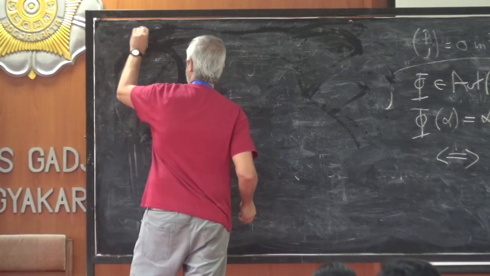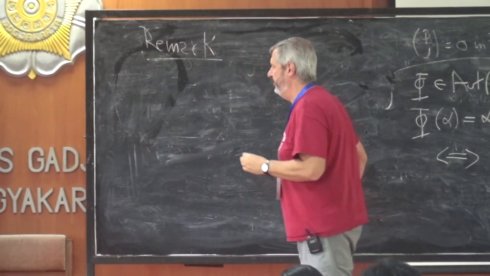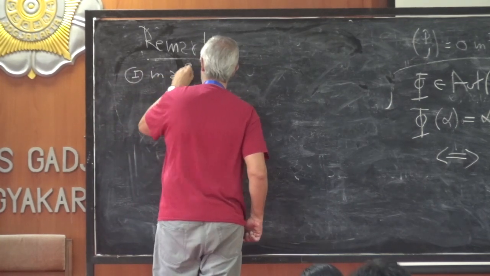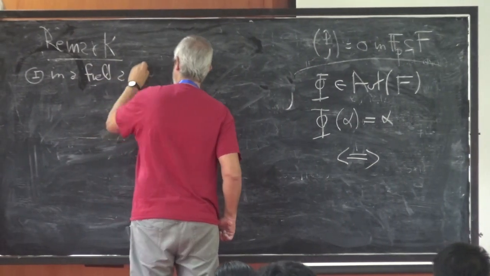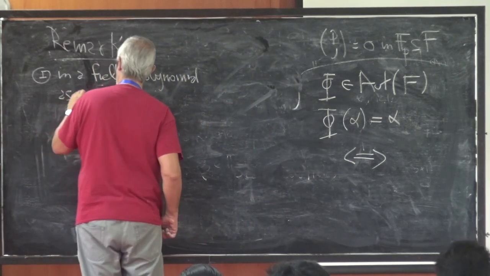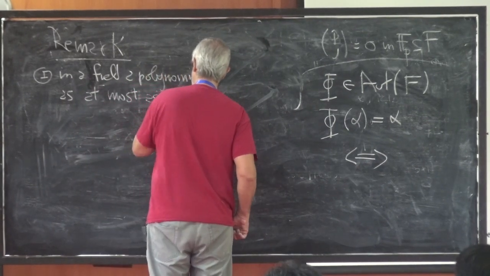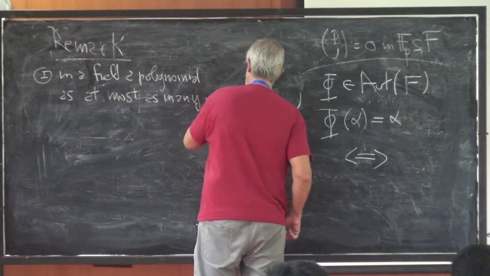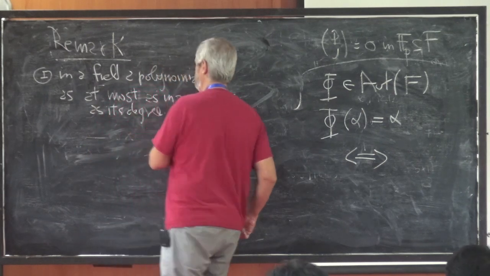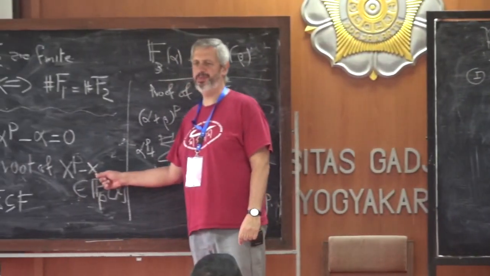So remarks, I'm going to add up remarks till I obtain what I wanted to do. So the remark number 1 is that in a field, a polynomial has at most as many roots as its degree. So this polynomial here has at most p roots.